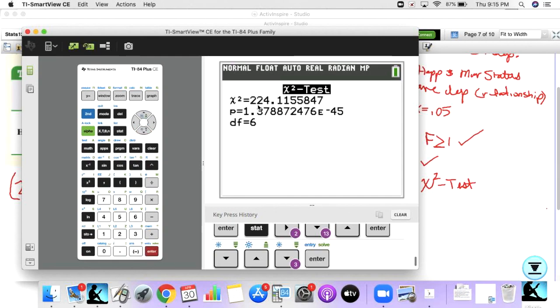So here we get our test statistic, which is 224.1140.56. And then we have our p-value, which is 1.3 hot mess. And then it has E negative 45, which means I would move this decimal point forward 45 spaces. It is pretty much 0, right? It's going to have 44 zeros after the decimal point before you get to the 1. Now, it does tell us that our degrees of freedom are 6. We do need to know that for our classical method. Okay, so I'm just going to transfer this down to our slide and we'll keep going.